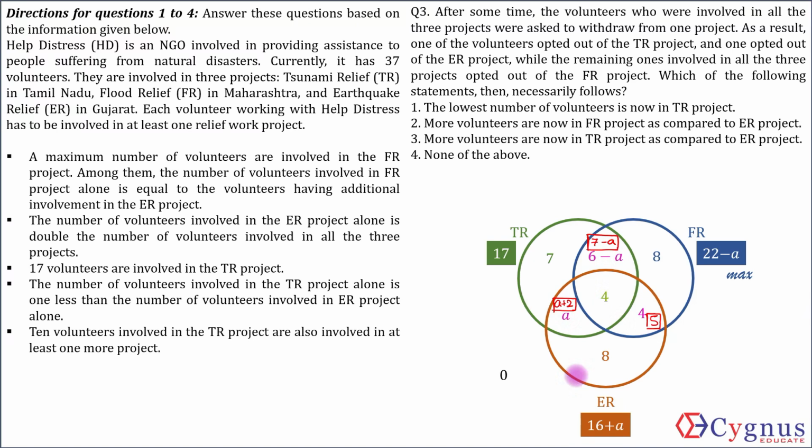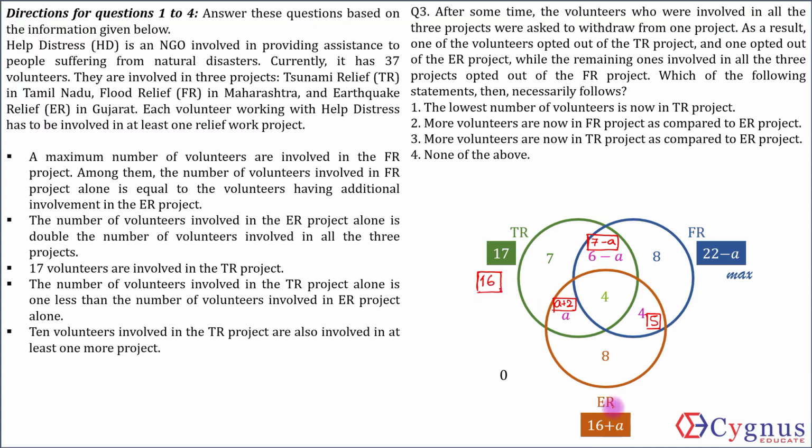Now that that's done, let's take a look at the question. Which of the following statements then necessarily follows? The lowest number of volunteers is now in TR project. Well, I'll have to check that. How many people withdrew from the TR project? 1. So the number of people who withdrew from the TR project was 1. That means the new total is 16.